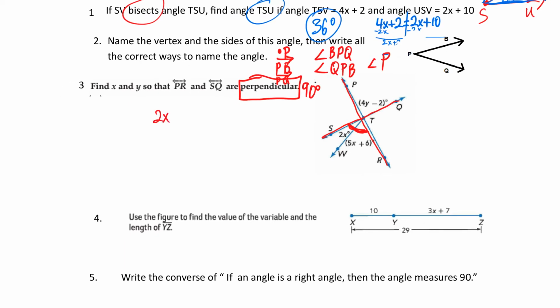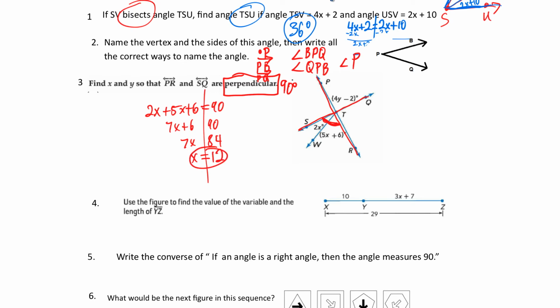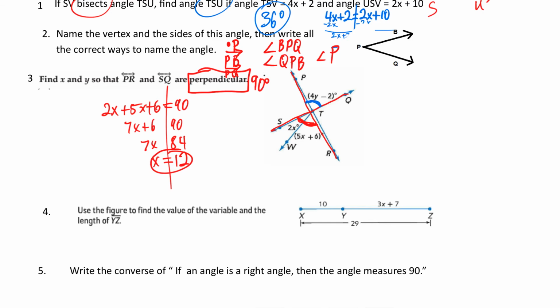So 2x plus 5x plus 6 has to equal 90. So 7x plus 6 equals 90. Subtract 6, 7x equals 84. Divide by 7, and so x equals 12. Okay, now to find y. Y is this whole angle. That's got to be 90. So 4y minus 2 equals 90. Add 2, 4y equals 92. Divide by 4, y should equal 23.